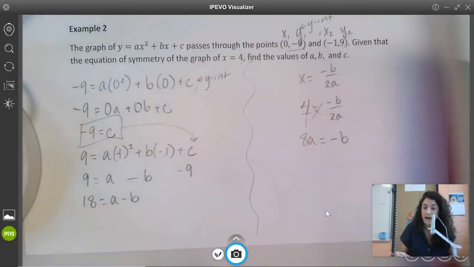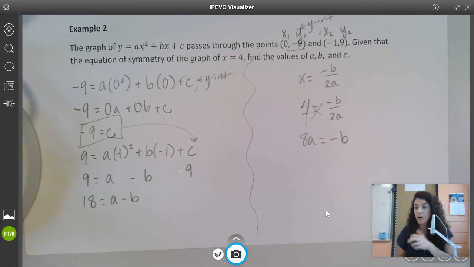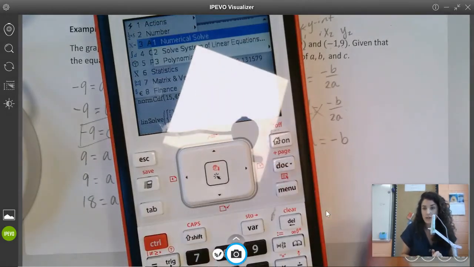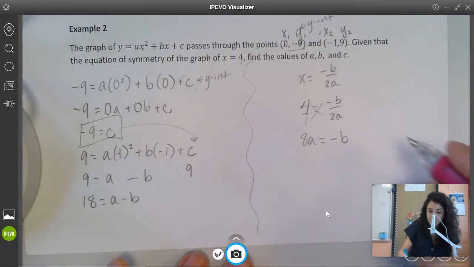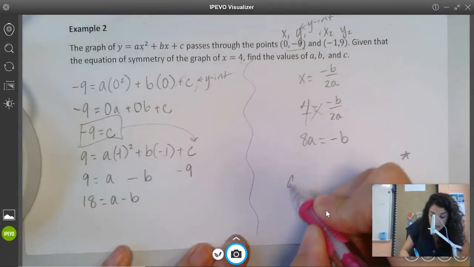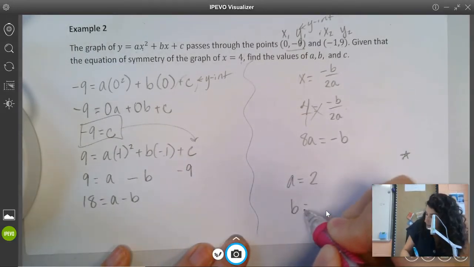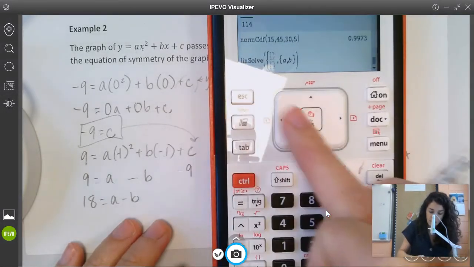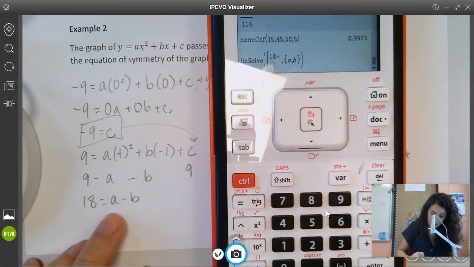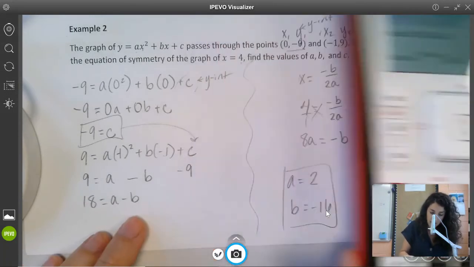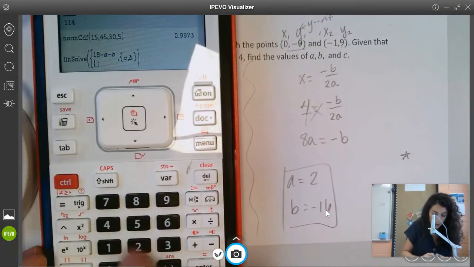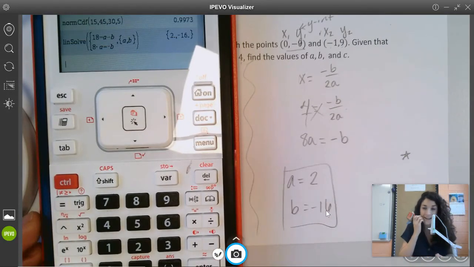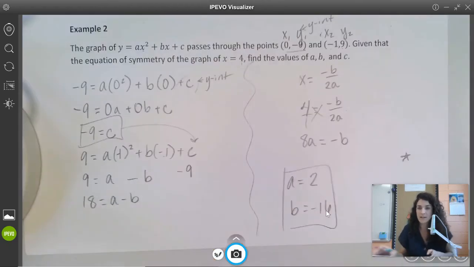So recap, either isolate, substitute in, solve for a and b, or menu, algebra, systems of linear equations. And then you can solve using that. So you should get that a equals 2 and b equals negative 16. You can see that if I went in and did 18 equals a minus b, and then 8a equals negative b, A is 2, B is negative 16.